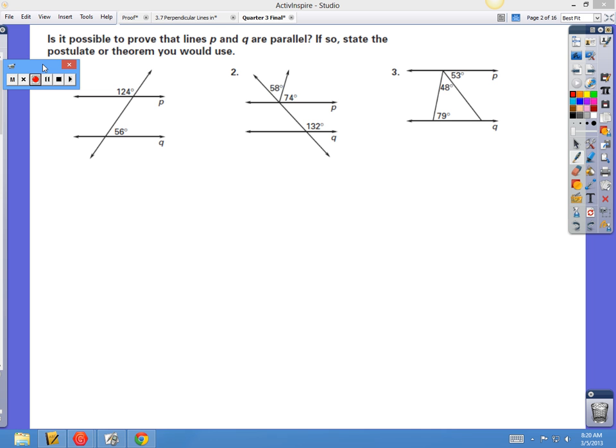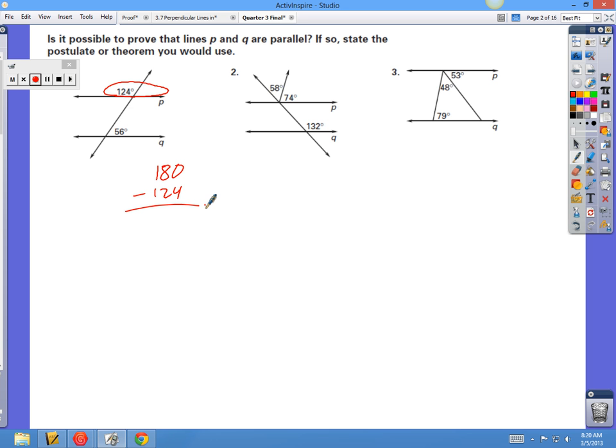Okay, is it possible to prove that the lines are parallel? So it's kind of a yes, no. If yes, what is your justification? Okay, number one, you're going to have to do a little bit of fill in the blank. I know that this guy right here, those two are on a straight line, so they add and do 180. So if I take 180 and minus 124, I do get 56. So I know that this angle right here is 56 degrees.